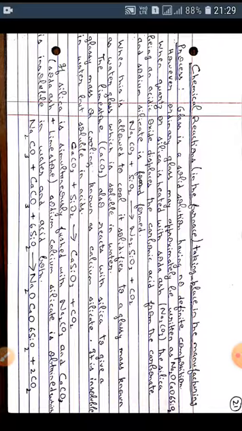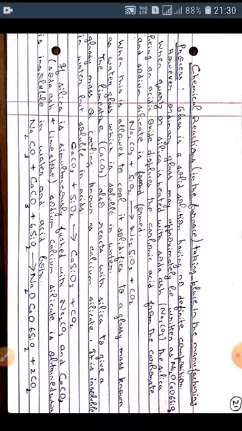The limestone, that is calcium carbonate, also reacts with silica to give a glassy mass on cooling, which is known as calcium silicate. This mass is insoluble in water but soluble in acids. The reaction equation is as follows: CaCO3 plus SiO2 gives CaSiO3 plus CO2, that is calcium silicate.